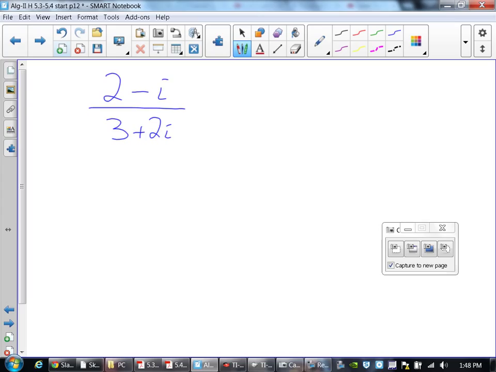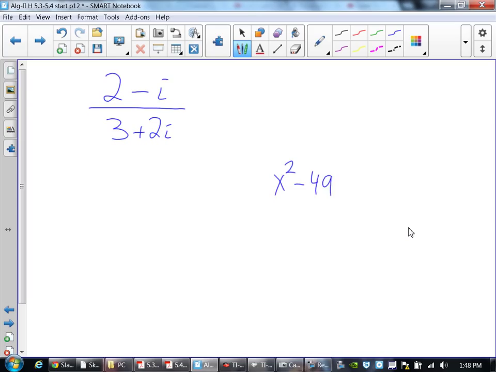Before I show you what's called a multiplicative conjugate, how would you factor that? Square roots. No. You're thinking solid. I'm just saying the actual factor, you get x plus 7, x minus 7.